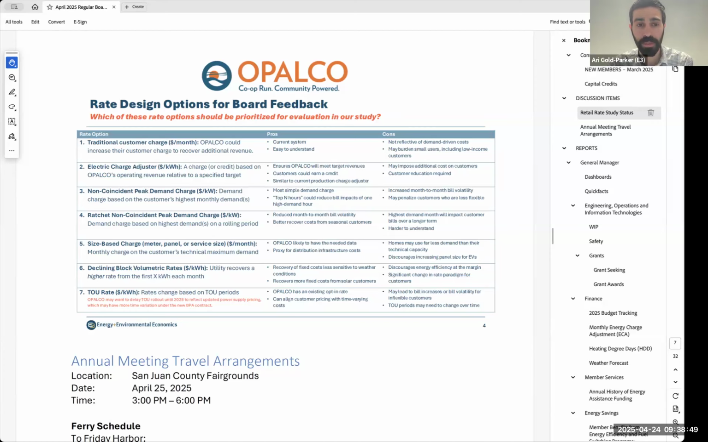But a different but also important utility goal is to make sure that the utility is able to recover its fixed costs, even in a warmer weather year. That's another valid goal that could suggest some of these rate changes could be beneficial, regardless of whether they drive customer behavioral changes, just in terms of ensuring that the utility is able to recover its costs. So we'll make sure that all of this is tied clearly into what the objectives are that these rate changes are trying to address.